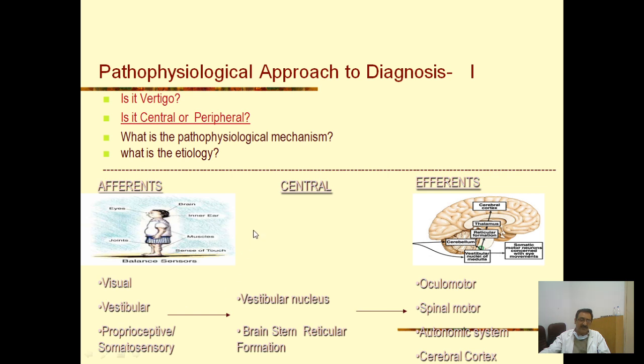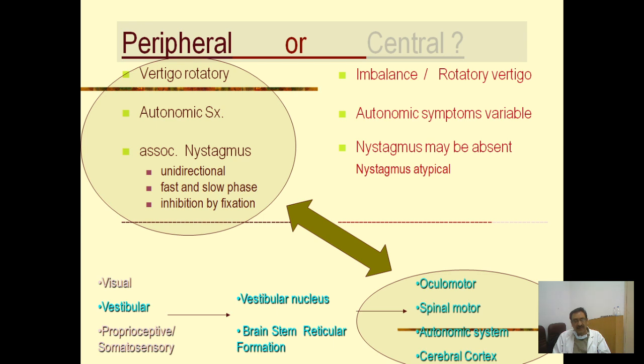So you have just seen some physiology. Now imagine there's something going wrong in the vestibular afferent. If something goes wrong in the vestibular afferent, then everything that is downstream will get affected, and will get affected in proportion. So whatever the stimulus on the vestibular system, it will affect the vestibular nucleus and the reticular formation, and it will affect all the efferents in proportion.